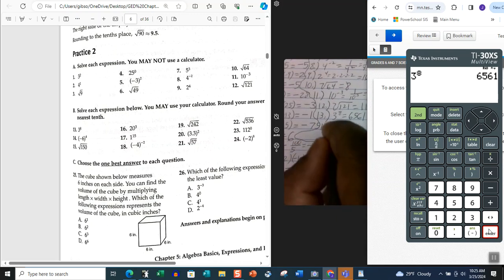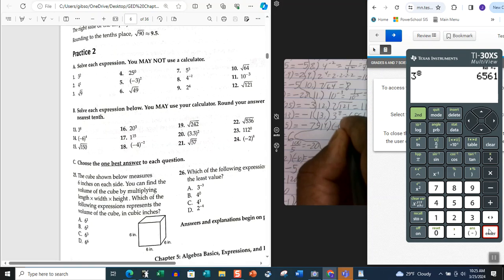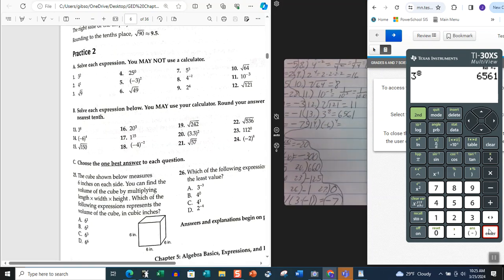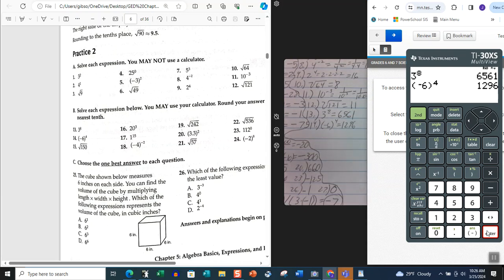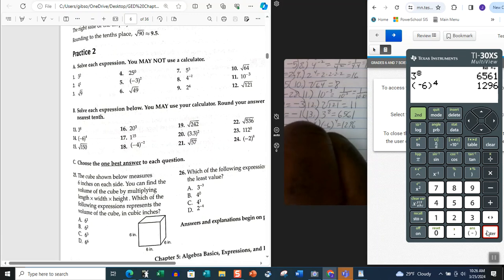Now, number 14. We have -6 in parentheses to the 4th power. So we put our parentheses here, our -6 in parentheses, take it to the 4th power, press enter. It's 1,296.